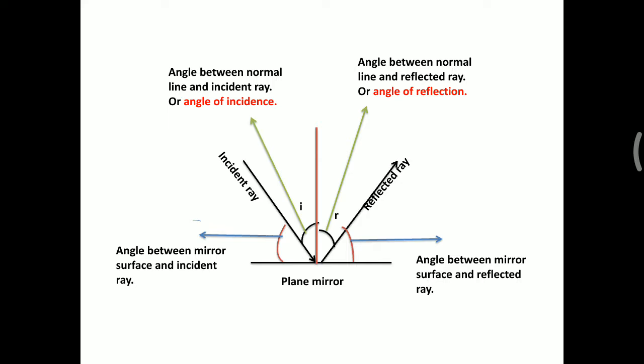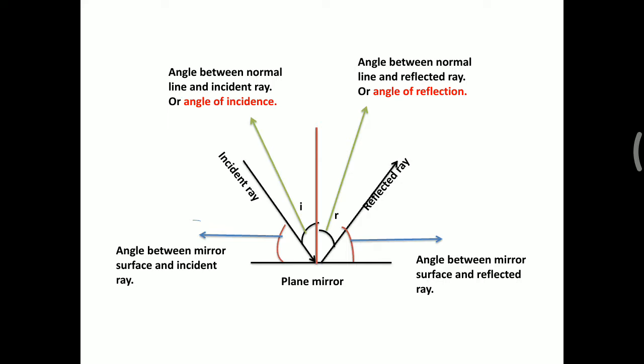The one angle is I. The I is nothing but the angle between the normal line and the incident ray. The second is the angle between the normal line and the reflected ray, or we call it the angle of reflection. The third angle is the angle between the mirror surface and the incident ray. The fourth angle is the angle between the mirror surface and the reflected ray. I hope you understood. There are four angles.